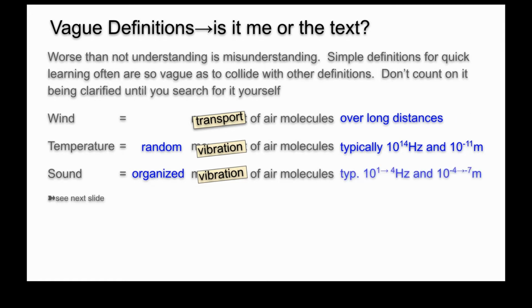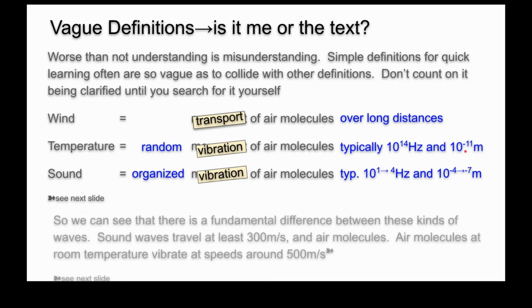What about sound? Typically, sound is somewhere between 100 and 20,000 hertz in terms of our perception of it. It can go vastly higher if you're a dolphin. And these sound waves are going to be somewhere between 10 to the minus 4 meters, that's a tenth of a millimeter, and 10 to the minus 7th, which is a 10 millionth of a meter. The smallest sound wave at 10 to the minus 7th meter is still 10,000 times larger than the average molecular movement of an air molecule. So we can see now that there's a fundamental difference between these kinds of waves. Sound waves travel at least 300 meters a second, and air molecules at room temperature vibrate at speeds around 500 meters per second. And we'll see later why this does not turn into a wind.